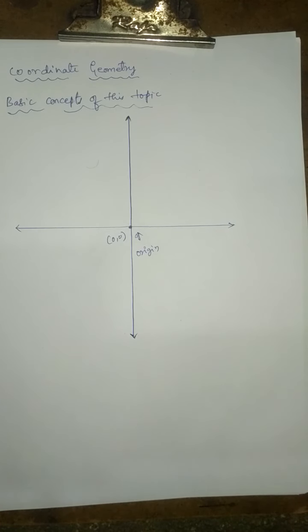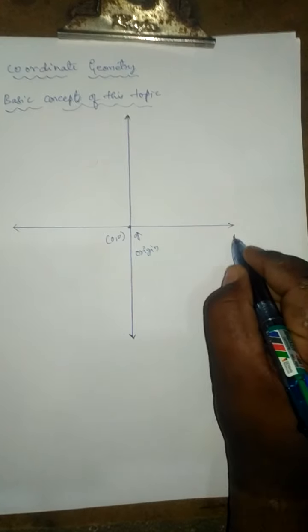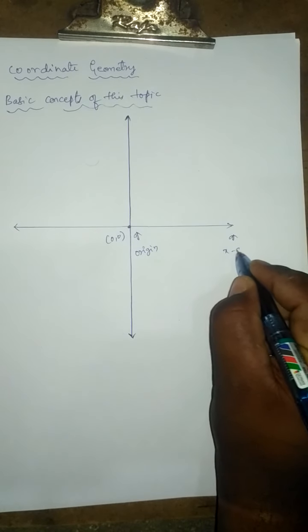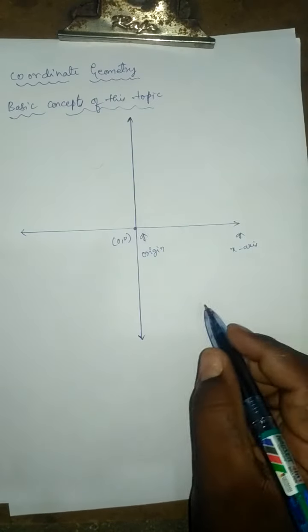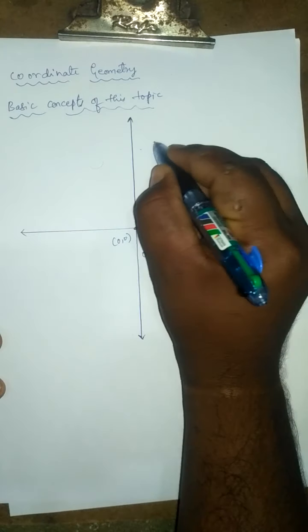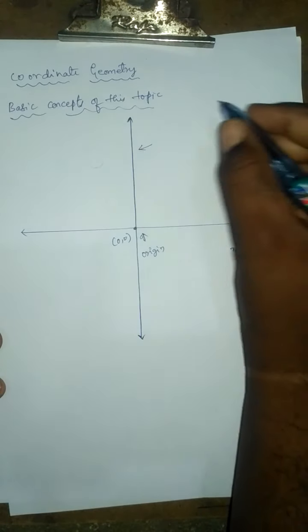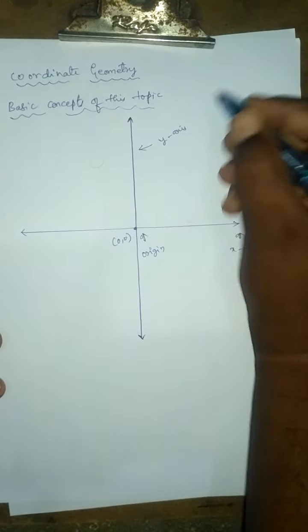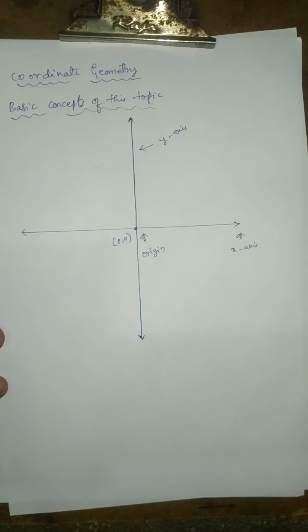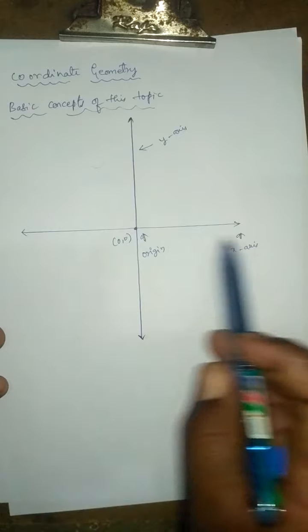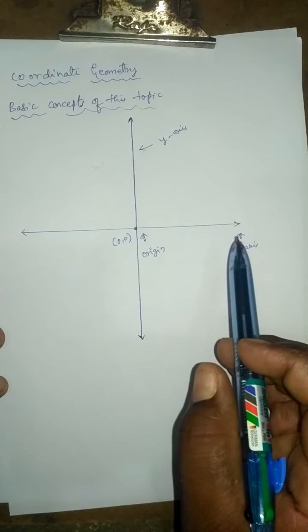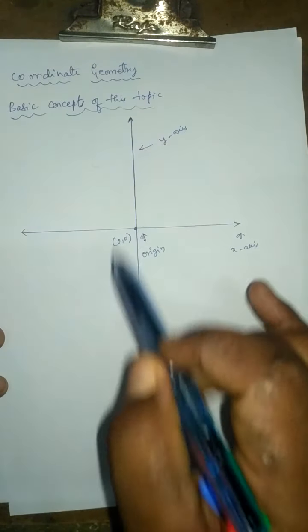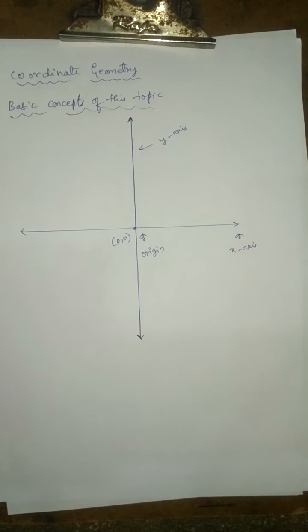The horizontal axis we are going to call the x-axis, and this vertical axis we are going to call the y-axis. This horizontal line is called the x-axis and this vertical line is called the y-axis.